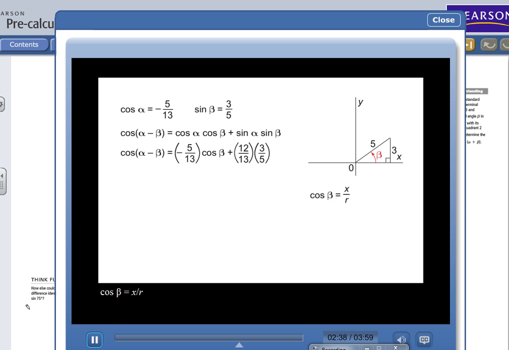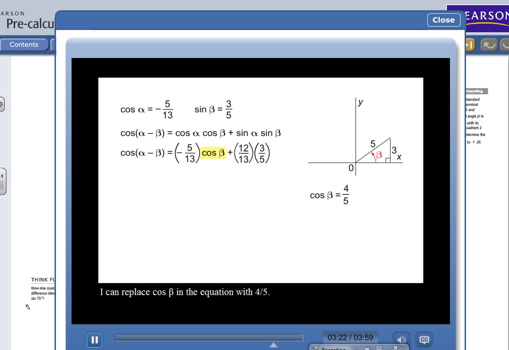Cosine beta is x over r. I know that r is 5, but I need to find x, which is the length of the base of the triangle. I'll use the Pythagorean theorem again, and substitute y equals 3 and r equals 5. 3 squared is 9. 5 squared is 25. 25 minus 9 is 16. So, x squared is 16, which means that x equals the square root of 16, which is positive or negative 4. I can see that x is positive, so x equals 4, and cosine beta equals 4/5.